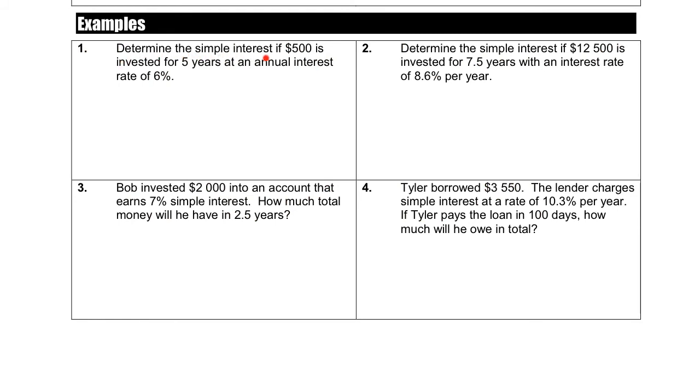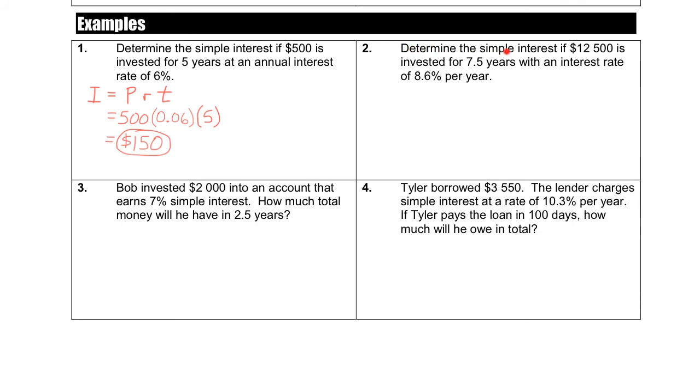Determine the simple interest if $500 is invested for 5 years at an annual interest rate of 6%. Well, my formula is I equals PRT. P is the principal, that's the amount borrowed or the original amount invested, that's $500. Multiply that by R, the interest rate, well that's 6%, so 0.06. And T is the time in years, that's 5 years. So I just plug that in my calculator, 500 times 0.06 times 5. That works out to $150 in interest.